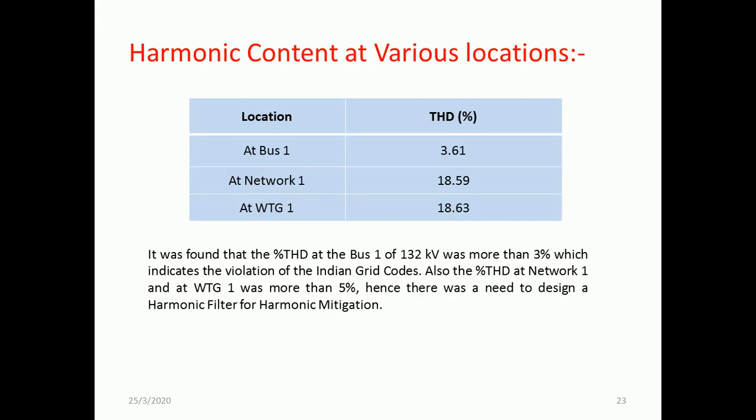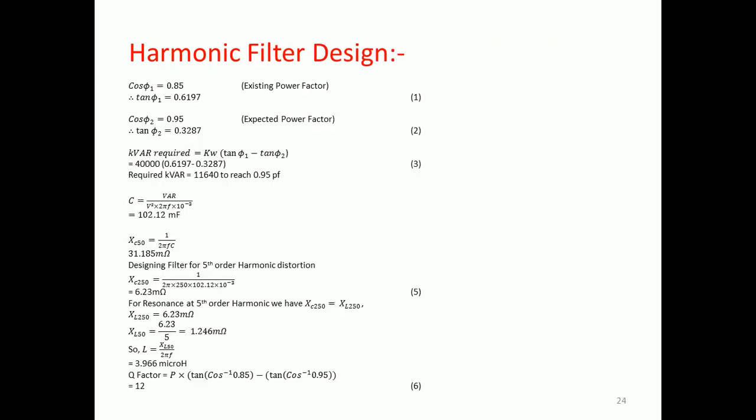So what is important is, if it is violating the grid codes, you have to design a specific harmonic filter. Now, what are the calculations involved in designing a harmonic filter? The existing power factor is 0.85, so you can find out tan phi. The kVAR required, the formula for kVAR required is given here. You have to substitute the values.